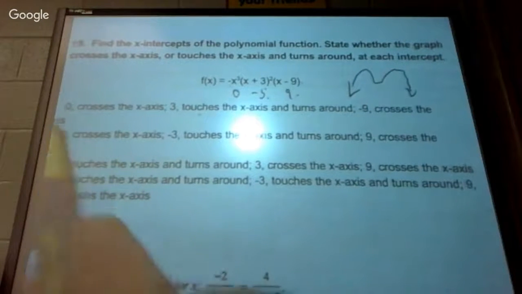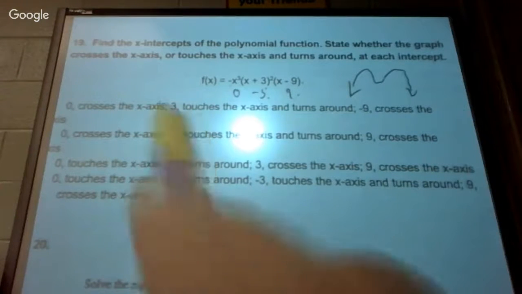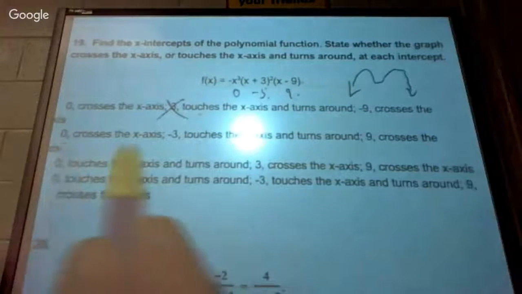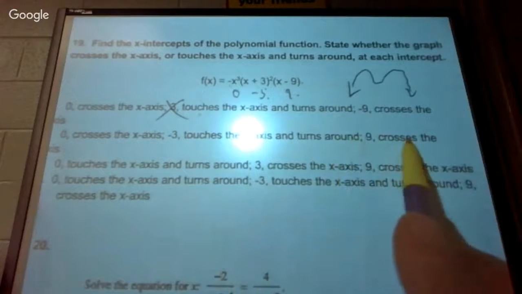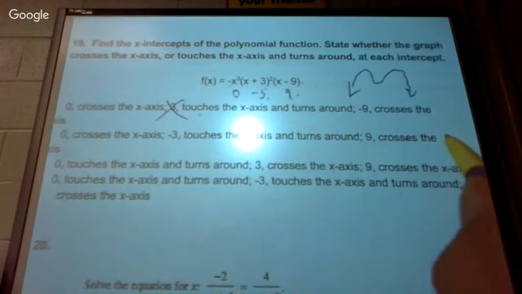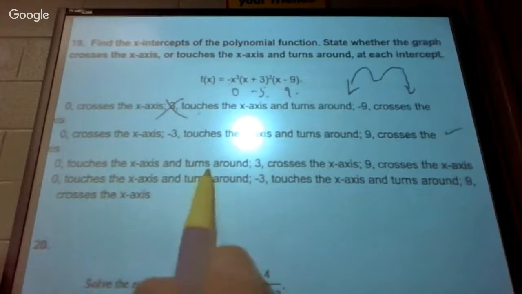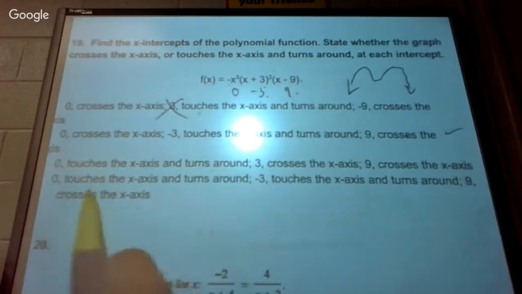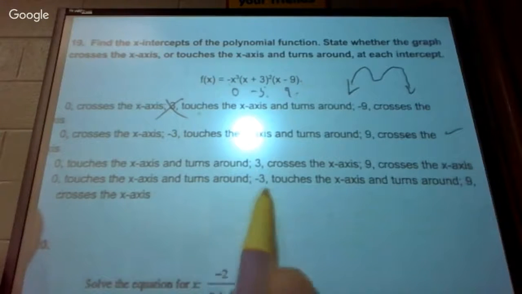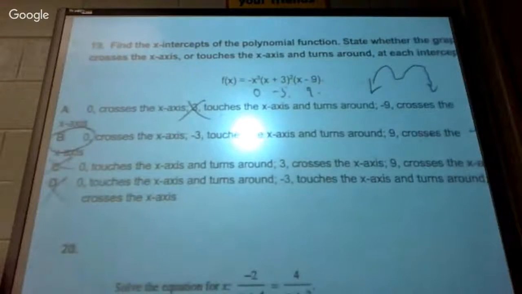Okay? 0 crosses the x-axis. 3. That's not even right. A is not even right because 3 is not even the answer. 0 crosses the x-axis. -3 touches the x-axis and turns around. 9 crosses the x-axis. That one looks pretty good. Let's see what the rest of them say. 0 touches the x-axis and turns around. No. No. 0 touches the x-axis and turns around. No. B. B as in boy for number 19.